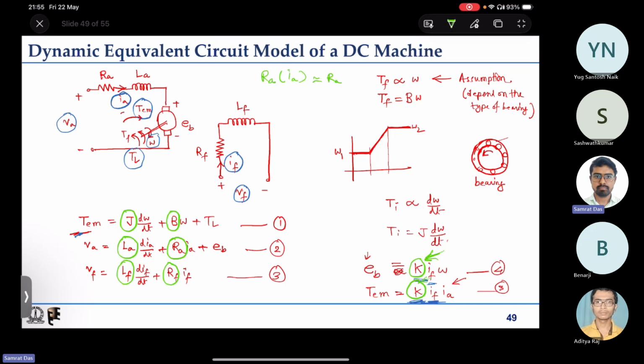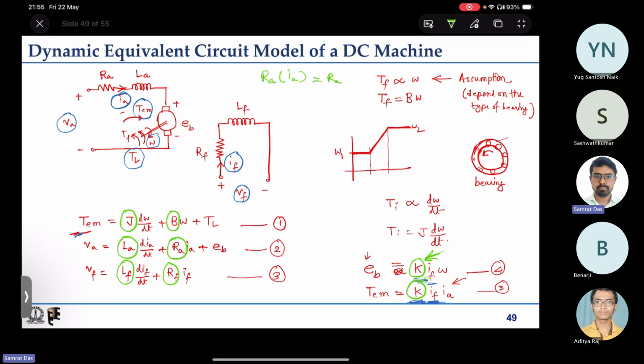You do not know the design, you do not know anything about the motor, but you are supposed to do some controls, such as inner loop current control and outer loop speed control. So you want to run a speed-controlled DC machine.